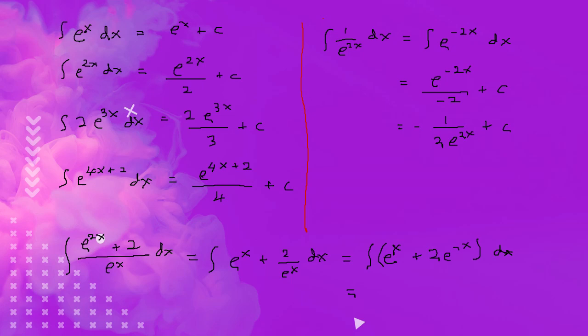Integrate e^x, we get e^x plus, integrate 2e^(negative x). We get 2e^(negative x). So the constant for x is negative 1. So divide by negative 1 plus c. Simplify the answer, we get e^x minus 2 over e^x plus c.